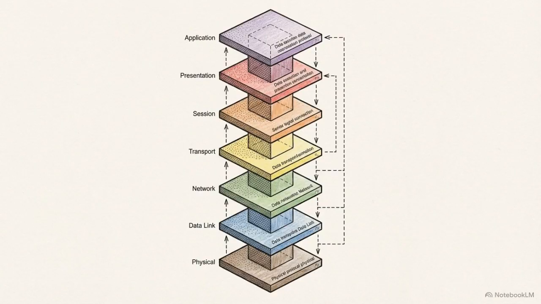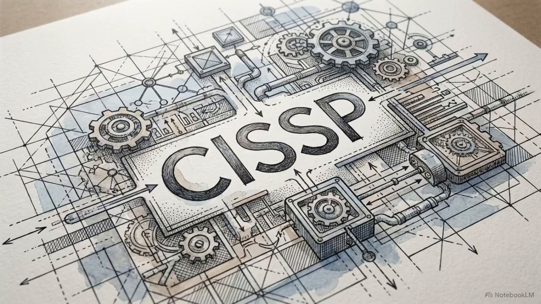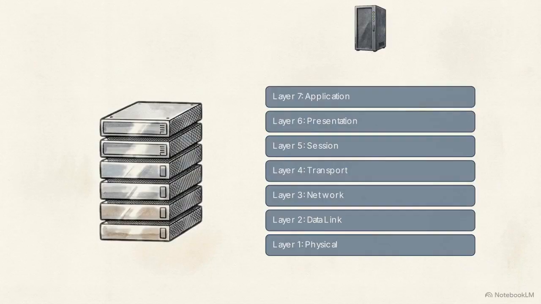Network functionality and security controls do not operate as a monolithic whole. They are strictly localized to specific layers within this stack. To implement secure network architecture, a core requirement for any Certified Information Systems Security Professional, or CISSP candidate, you must understand exactly how data is structurally mutated as it descends through these layers.